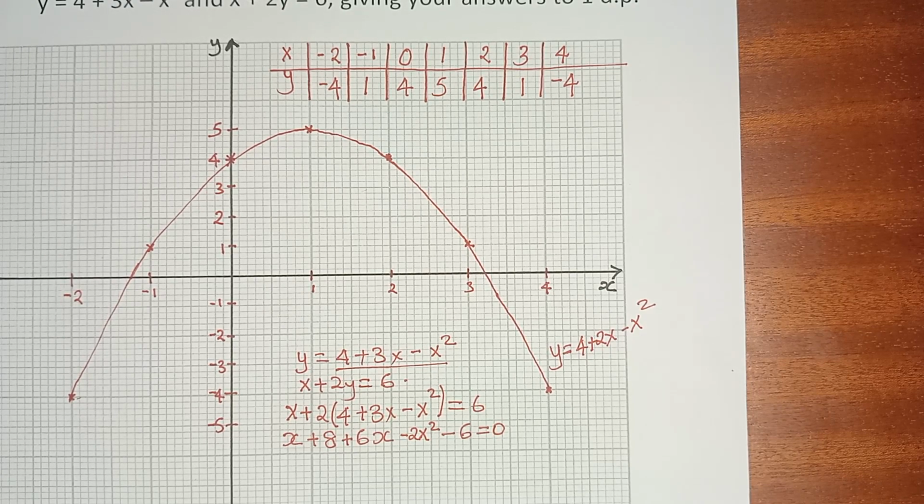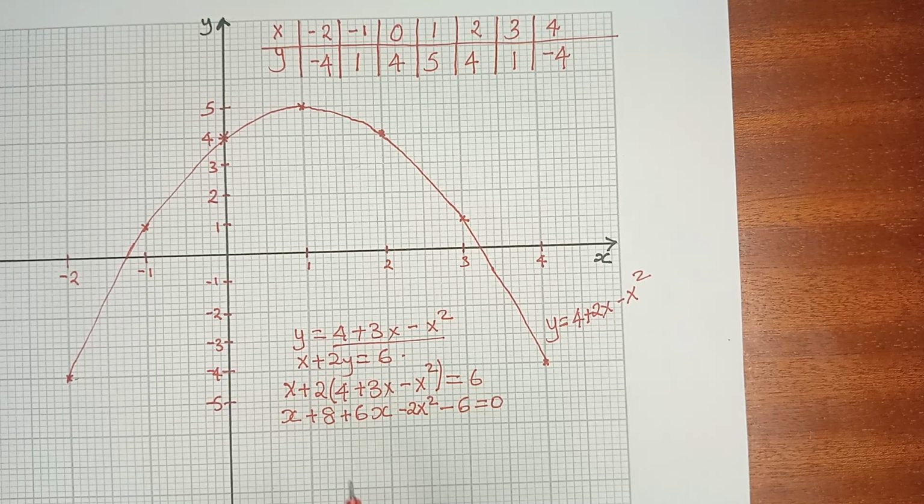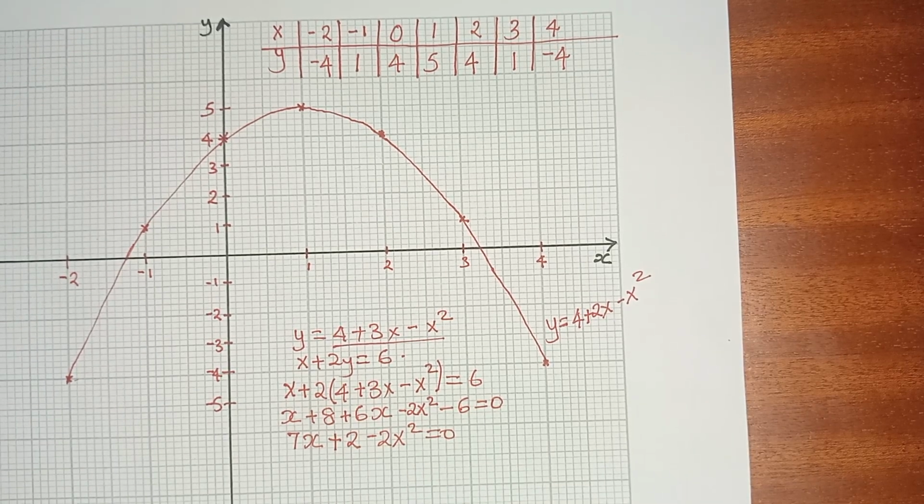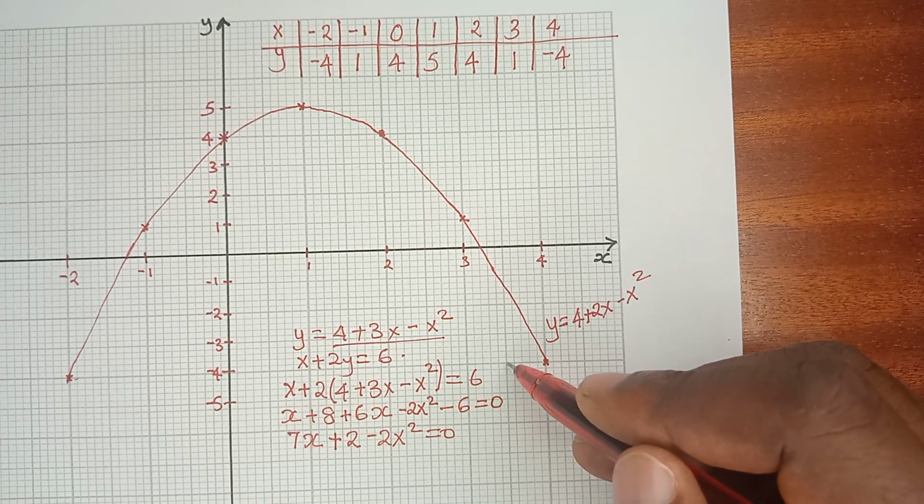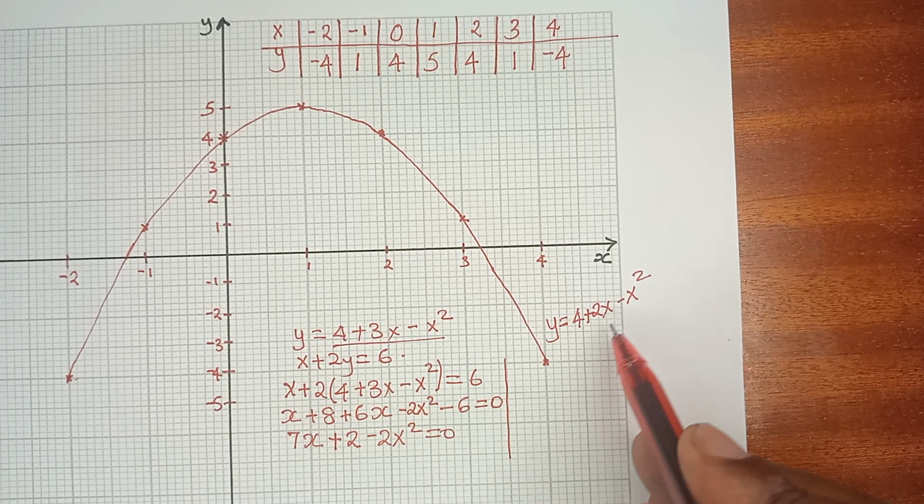Let us now collect the like terms, and we have x plus 6x, we have 7x. 8 minus 6, we have plus 2. And minus 2x squared is just alone, equals 0. That is the equation we have realized after substituting one equation into the other, and it is this equation we must now solve using this graph.